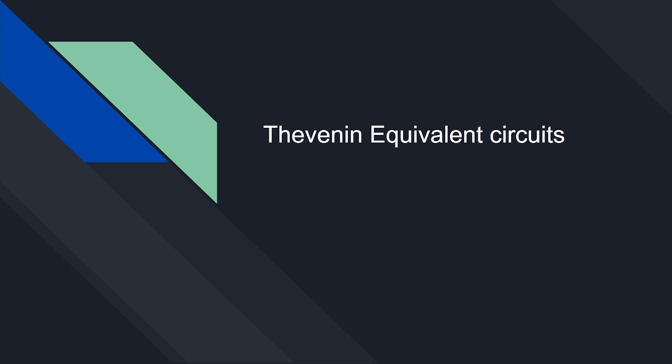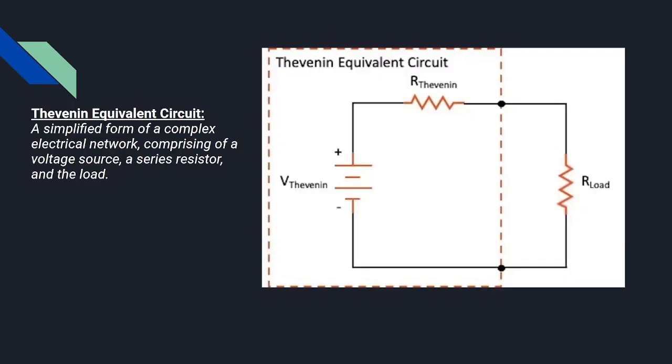Thevenin equivalent circuits. The Thevenin equivalent circuit can be defined as a simplified form of a complex electrical network comprising a voltage source, a series resistor, and the load.